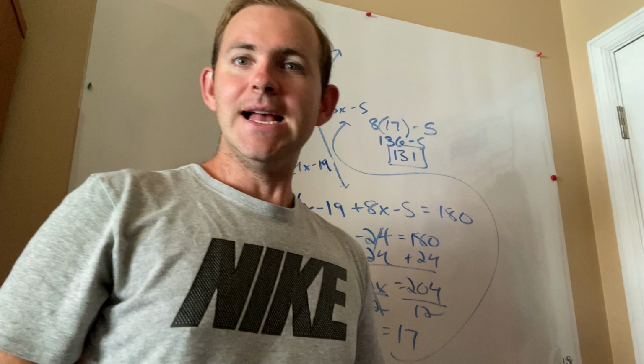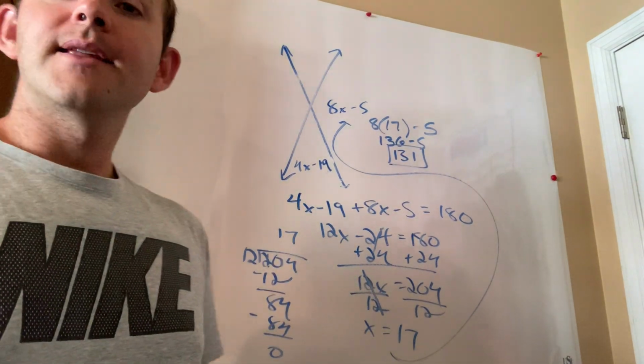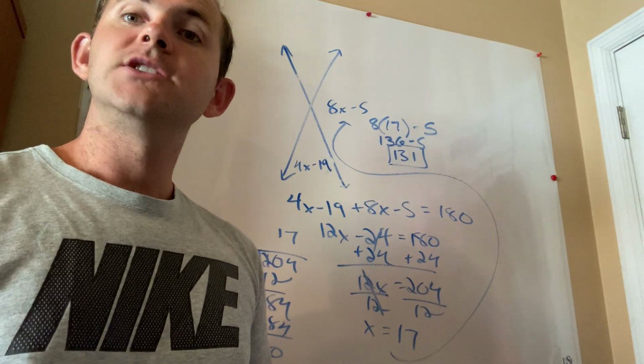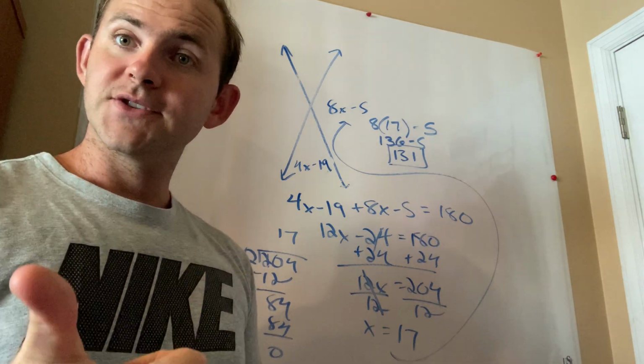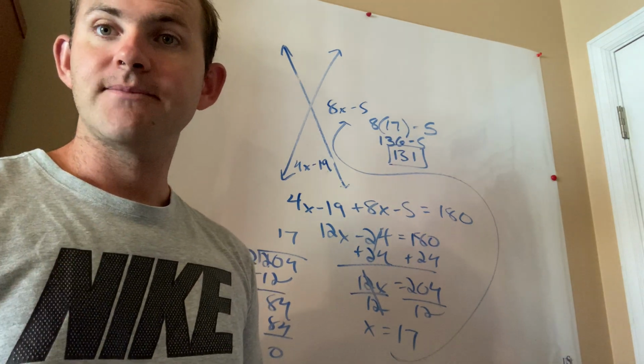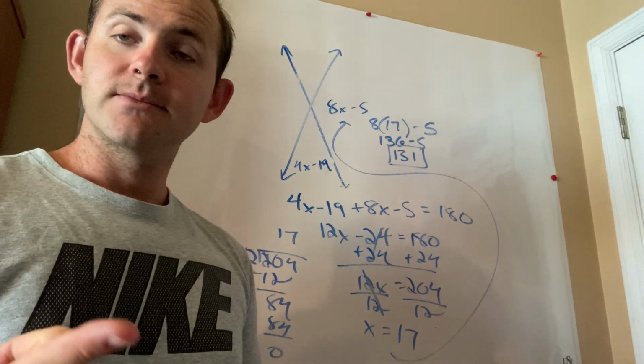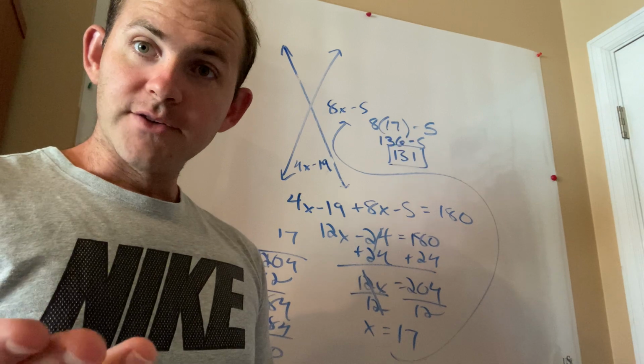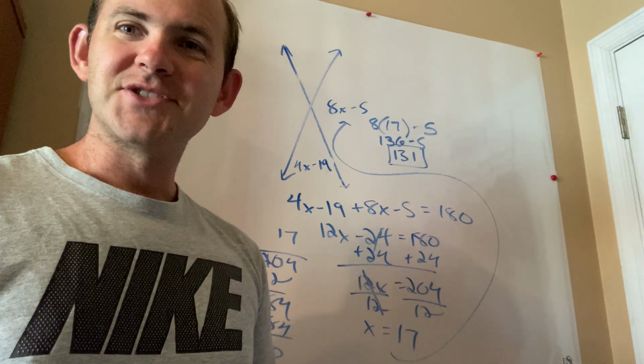All right. So once again, the big thing here is making sure that you can recognize your angle types. Do I have complementary angles? If so, add them, set them equal to 90. Do I have supplementary angles? If so, add them, set them equal to 180. Do I have vertical angles? If so, set them equal to each other.